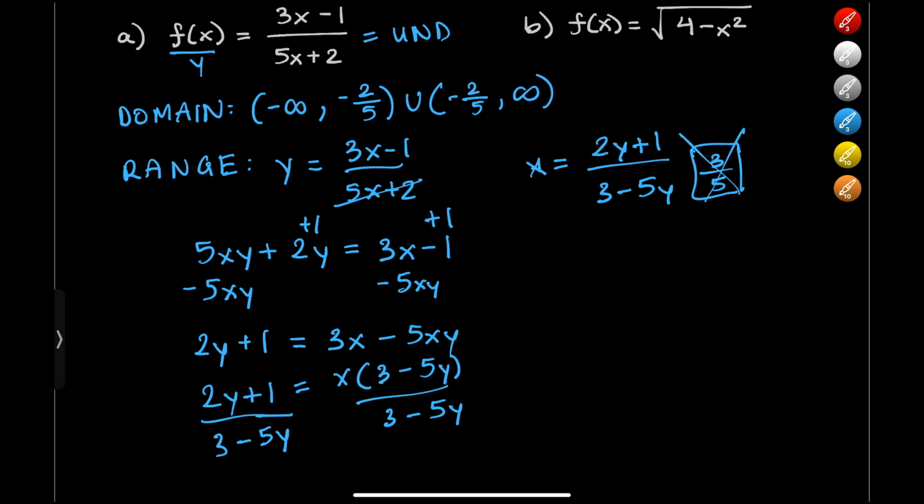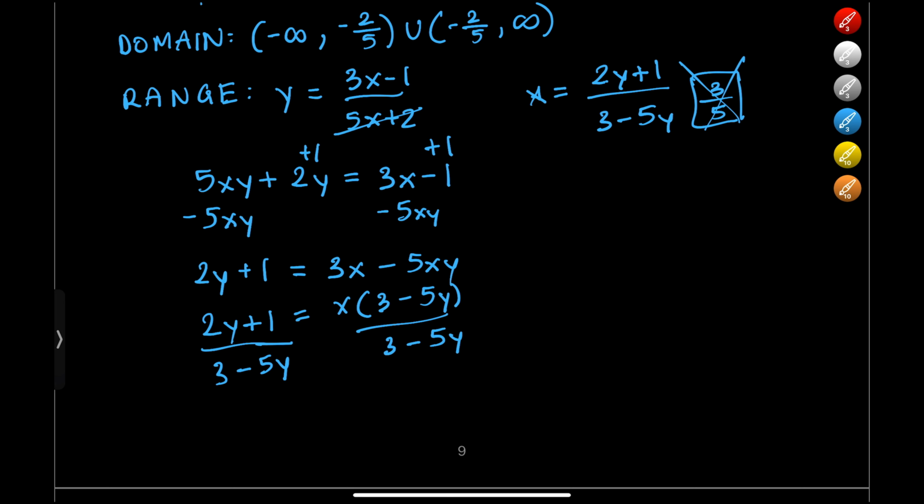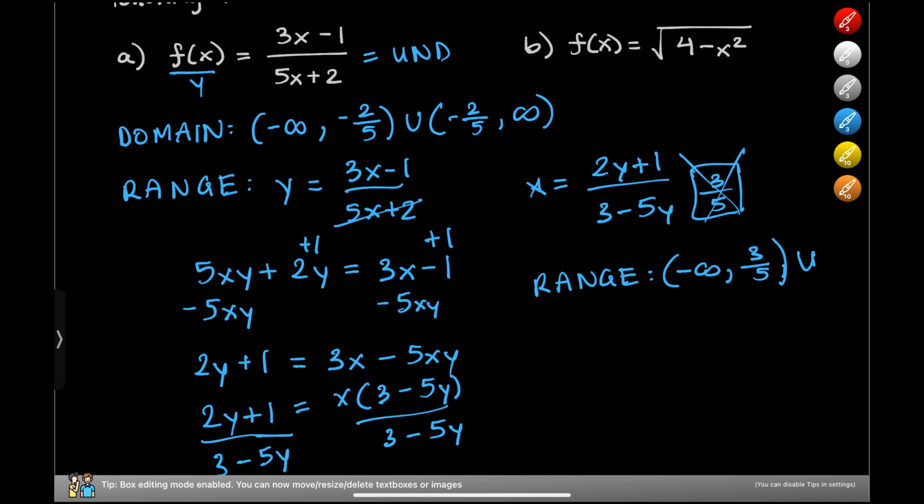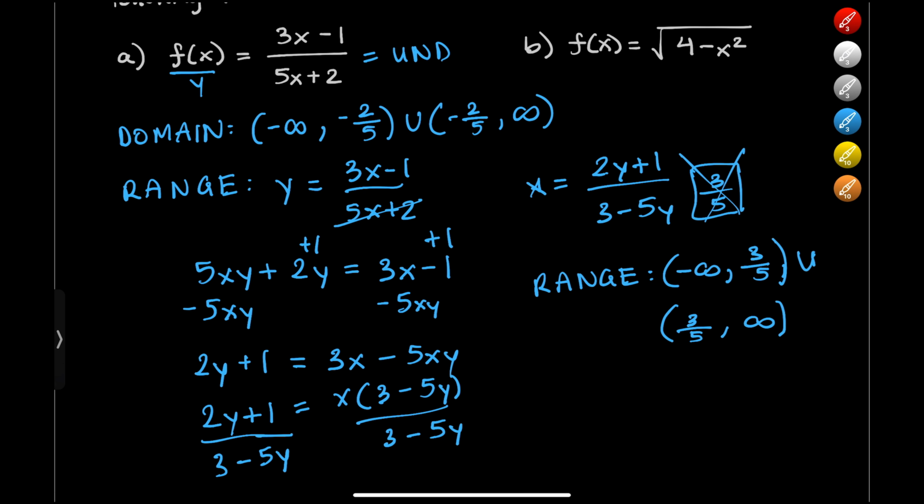So that is why the range will go from negative infinity to 3/5, then from 3/5 to infinity. So those are our answers for part A.